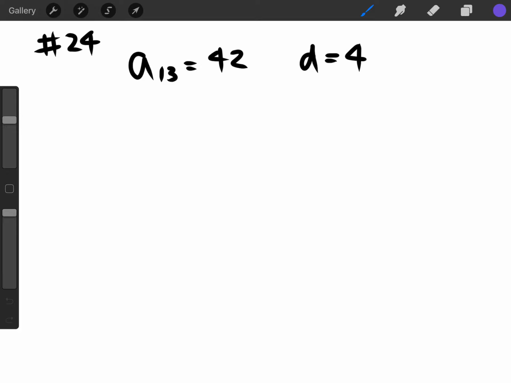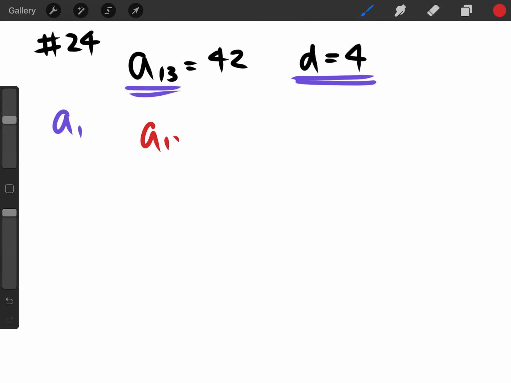So what you're going to do here is find out, with the information they gave you, what your a sub 1 is. Okay, so I'm going to show you guys how to do this. So you got a common difference right here, and you got the last term, which is a sub 13. So write this out.